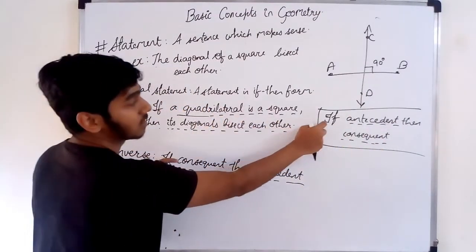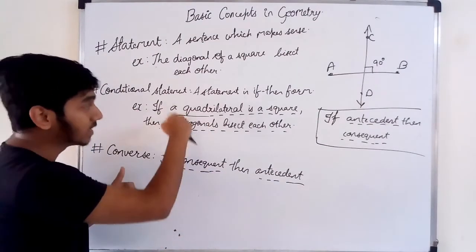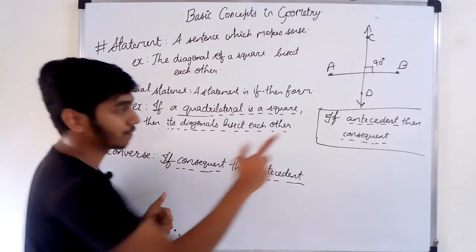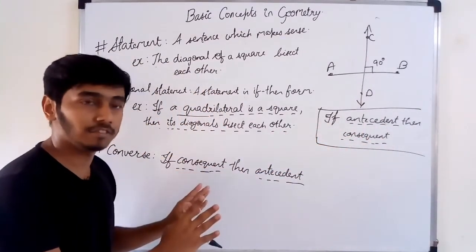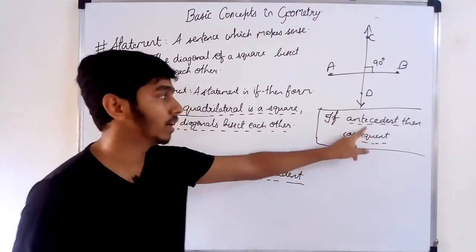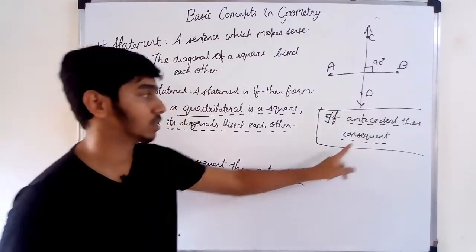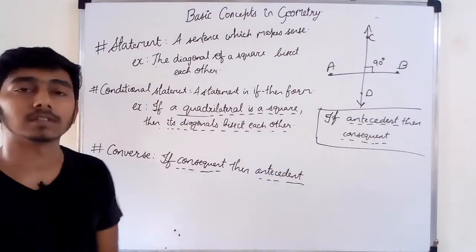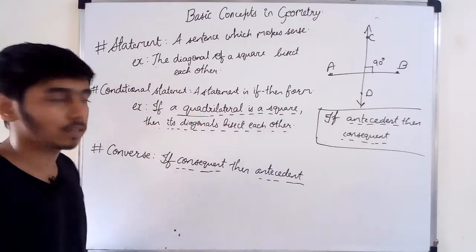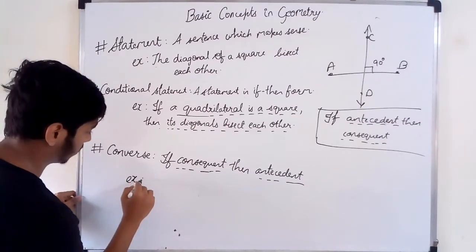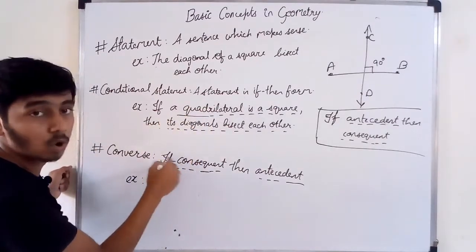So that is the conditional statement. This is for the conditional statement. The converse says it is the converse of this conditional statement itself. So the if and then remain there itself, the parts get switched. The consequent comes in place of antecedent and the antecedent comes in place of consequent. Okay, in converse. So let's change this example into converse. This is given to us, we'll convert this into converse now.